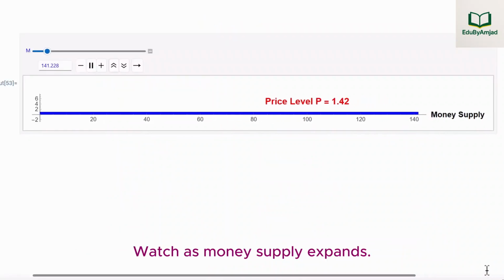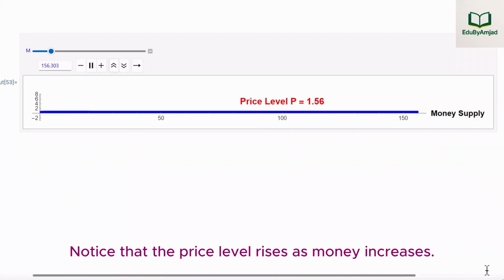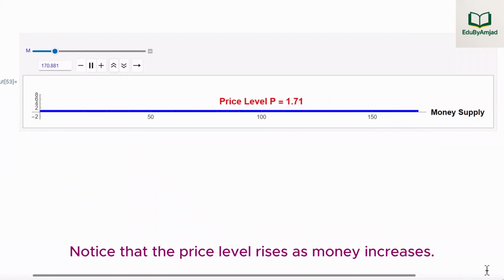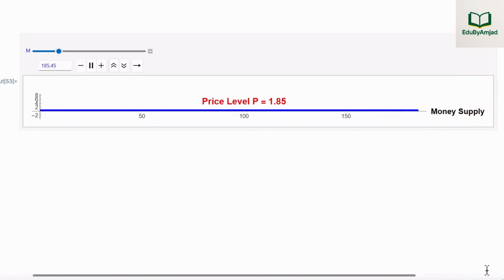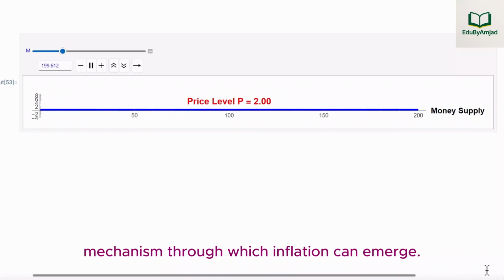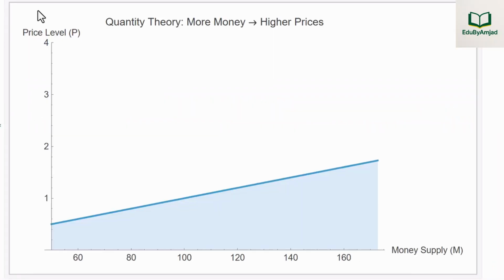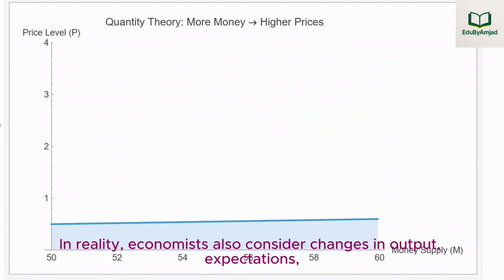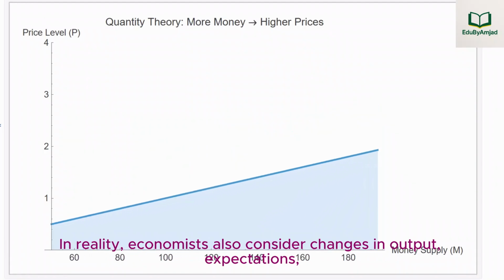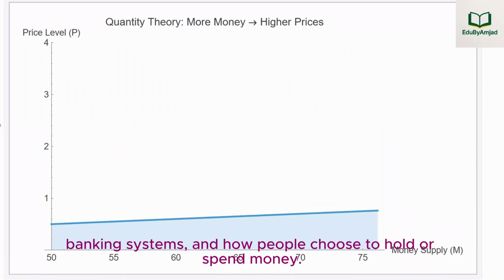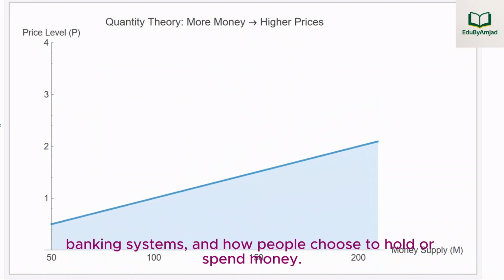In this simplified framework, more money is now chasing the same amount of goods and services. Watch as money supply expands. Notice that the price level rises as money increases. This illustrates one possible mechanism through which inflation can emerge. In reality, economists also consider changes in output, expectations, banking systems, and how people choose to hold or spend money.